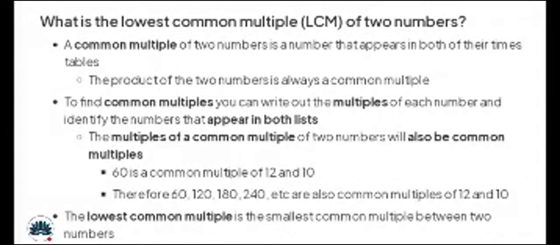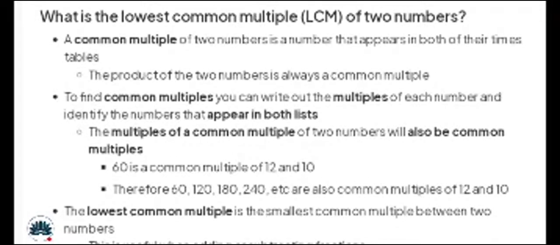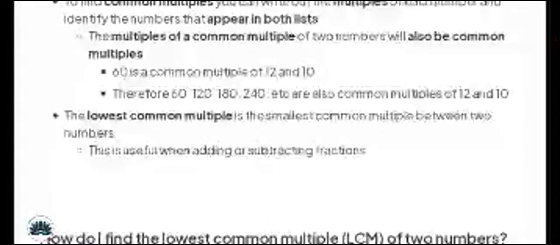To find common multiples, you can write out the multiples of each number and identify the numbers that appear in both lists. The multiples of a common multiple of two numbers will also be common multiples. 60 is a common multiple of 12 and 10. It means that 60 comes in the table of 12 and in the table of 10. Therefore 60, 120, 180, 240, etc. are also common multiples of 12 and 10. The lowest common multiple is the smallest common multiple between the two numbers. This is useful when adding or subtracting fractions.